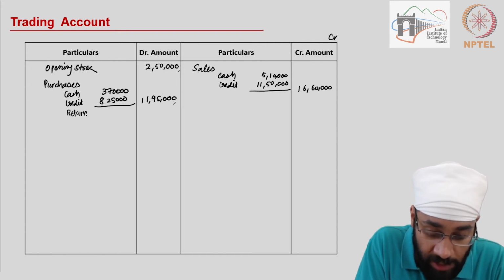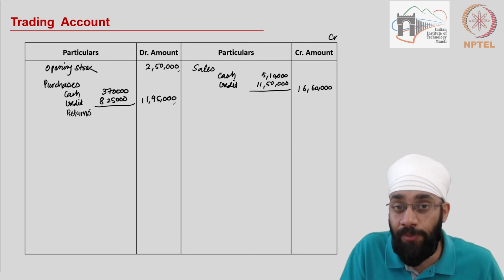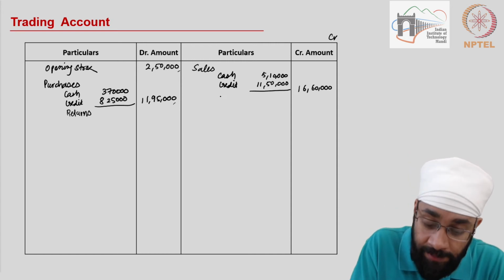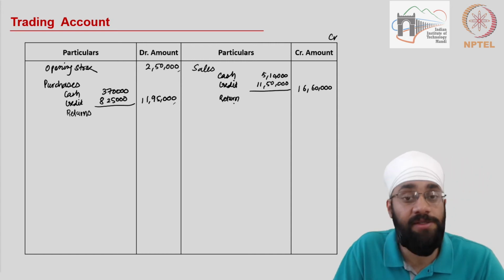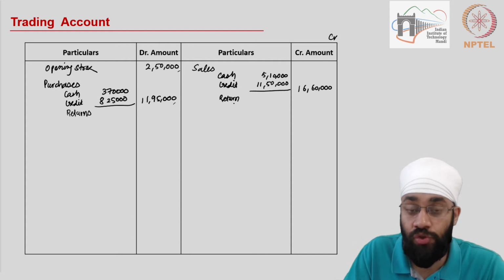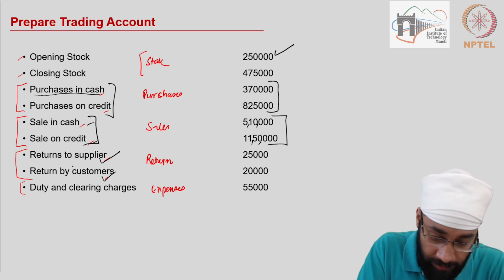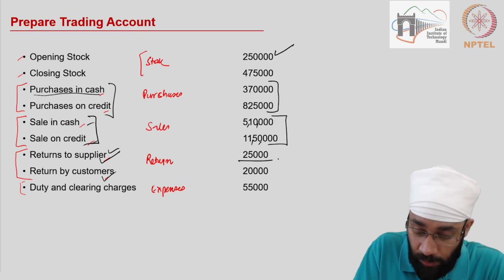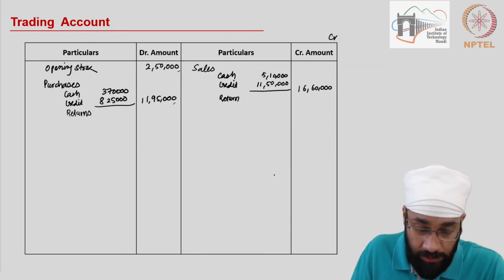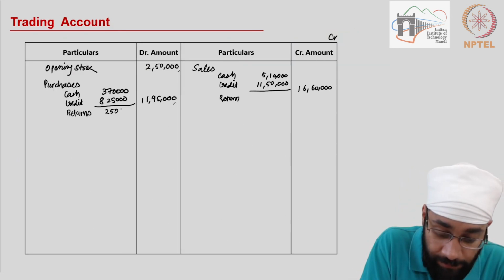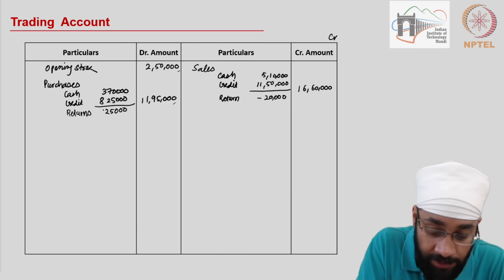So returns are supposed to be deducted because you did not pay for those. You're not liable to pay for the goods which have been returned. Similarly, your customer is not going to be liable for the returns that he does to you. You cannot show that as an income. So purchase return, the return to supplier is 25,000 and return by customer is 20,000. So 25,000 and 20,000, these are the returns, and we have to deduct these.